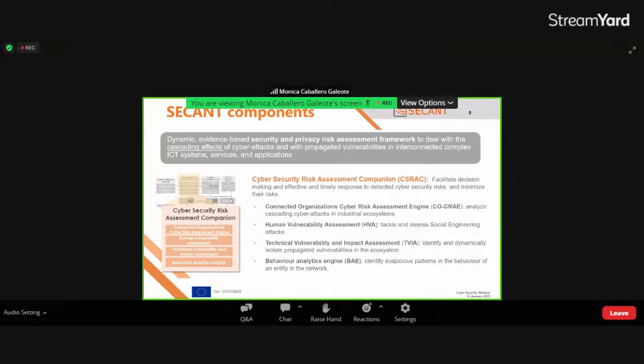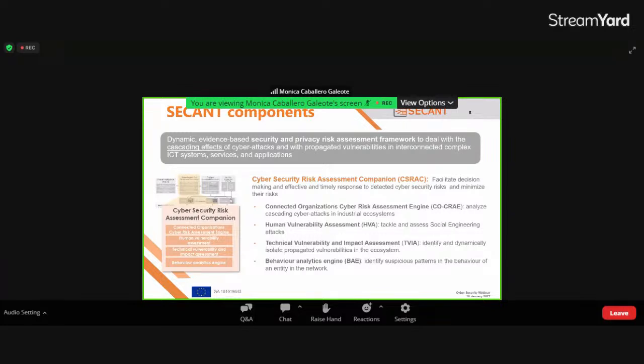And then we have three different models that perform a dynamic analysis. The human vulnerability assessment that tackles social engineering attacks. The technical vulnerability and impact assessment that identifies and isolates the propagated vulnerabilities in the ecosystem. And the behavior analytics engine that will identify suspicious patterns in the behavior of an entity, a device in the network.